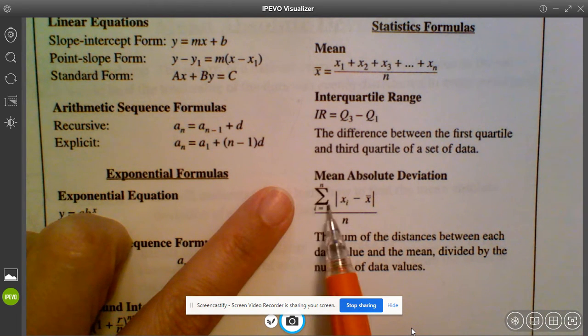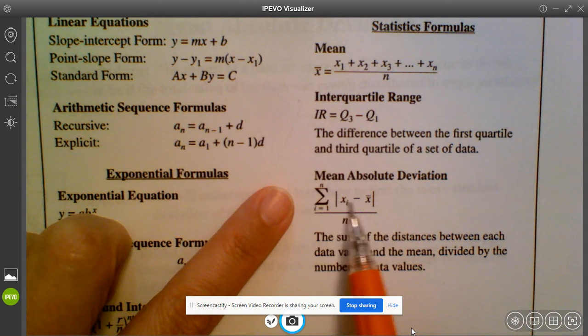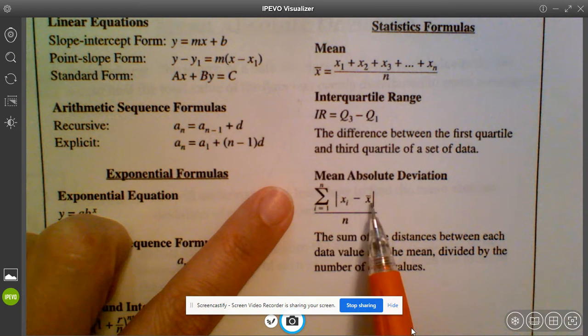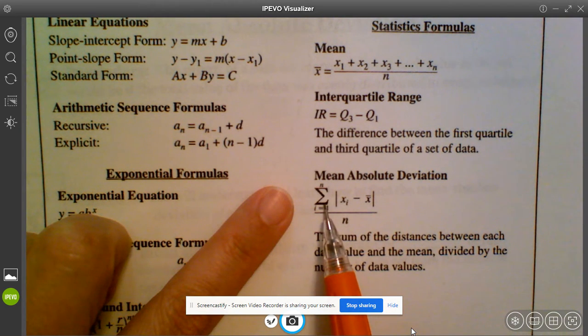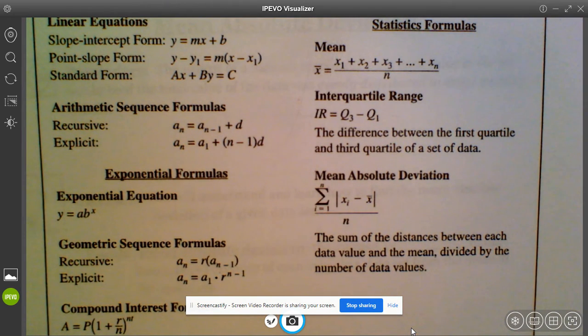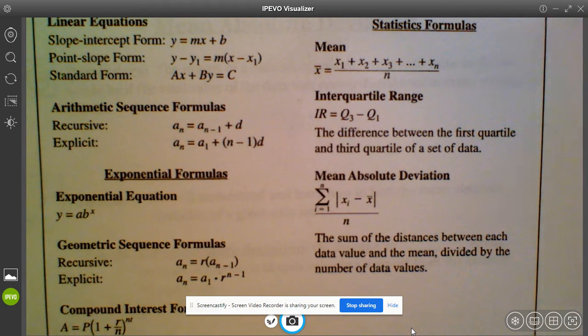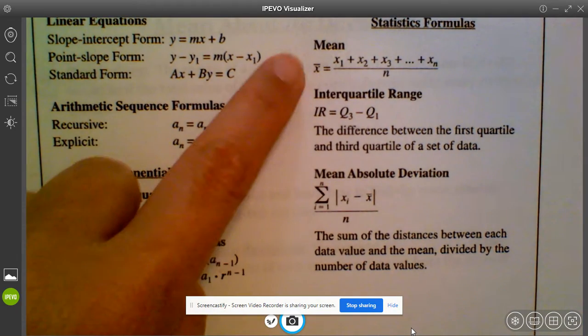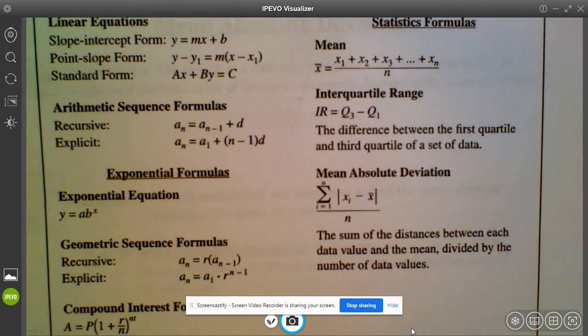This is the Greek letter sigma, which represents sum in mathematics. So once you find each distance from the mean and find their absolute values, you'll add up all the absolute values and then divide by the number of numbers. Okay, so the mean would be the center of all the numbers. The mean absolute deviation is the average distance from the mean. Okay, so that's what you have in your formula sheet related to statistics, mean and mean absolute deviation.